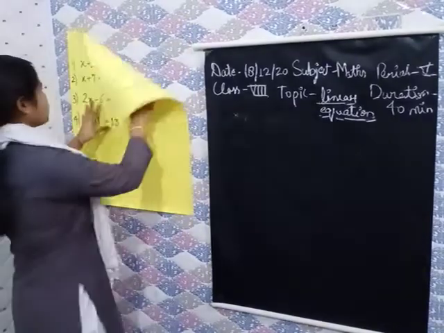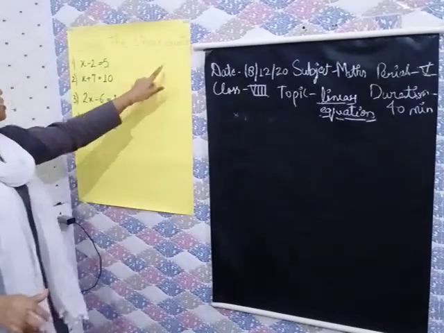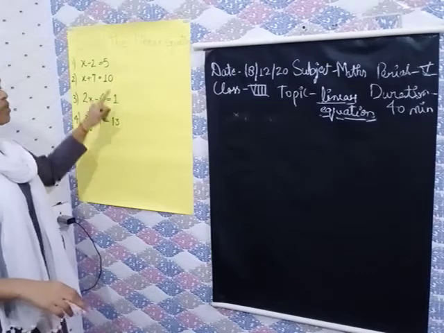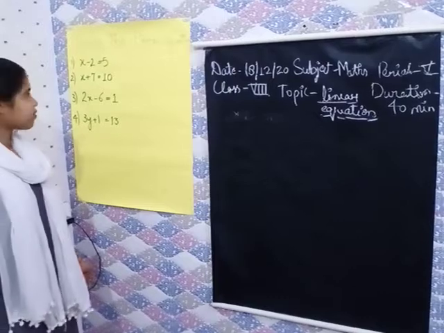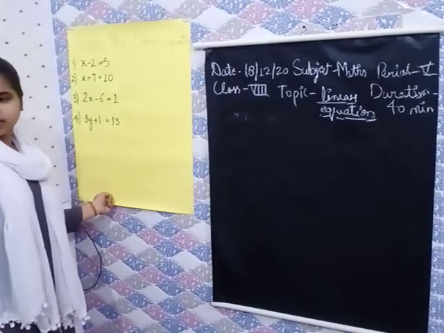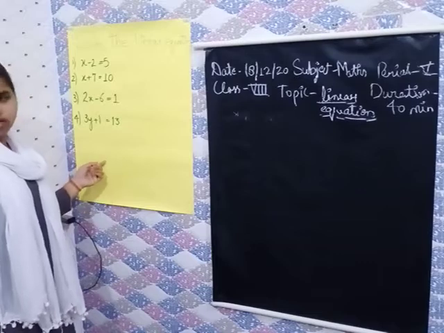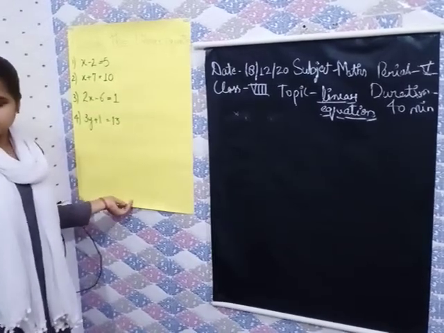So, our first question is solve the linear equation. First is x minus 2 is equal to 5. What is variable here? X is a variable. Very good. What is constant? 2 and 5 are constants. Very good. How can you solve this linear equation?